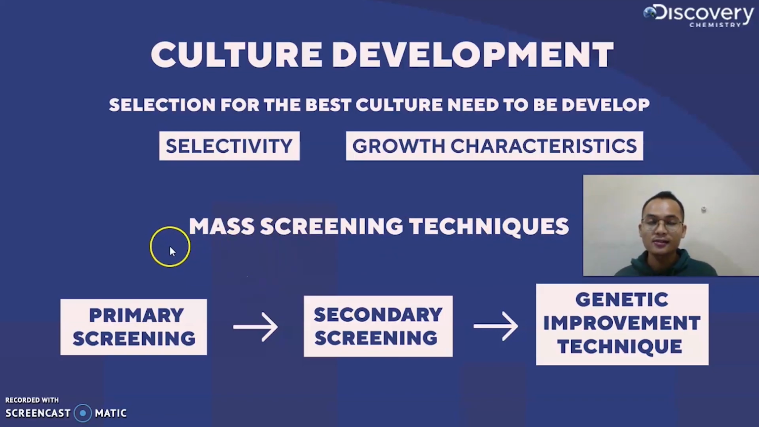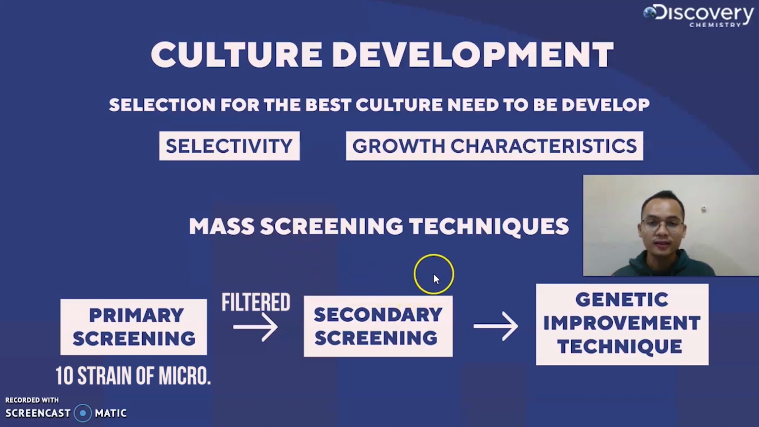There are 3 main stages in the mass screening techniques. The first one is the primary screening. The second one is the secondary screening, and the final one is the genetic improvement technique. So for the primary screening, it will yield, for example, 10 strains of microorganism. Then the 10 strains of microorganism will be filtered by the secondary screening. Maybe only 4 strains of microorganism are useful and the other 6 are defective.